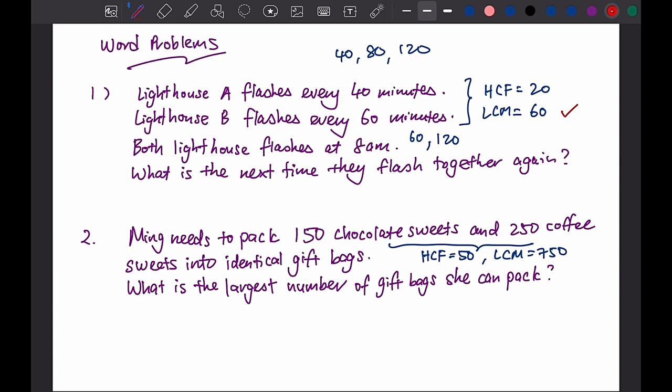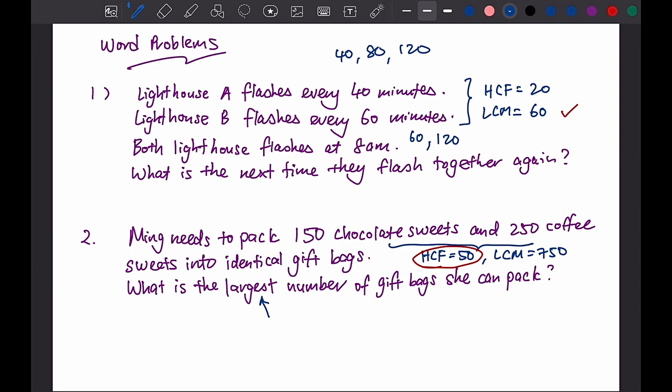Alright? Whereas if you look at question 2, the way to analyze this is, if you want to pack 150 chocolate sweets and 250 coffee sweets into identical gift bags, you're basically distributing. You're basically dividing things up. So there is that concept of dividing. So therefore, you are actually looking for HCF. Alright? One of the clues you can also get from the question is this. For example, in question 2, you have the word largest. Then you start to think about highest common factor.